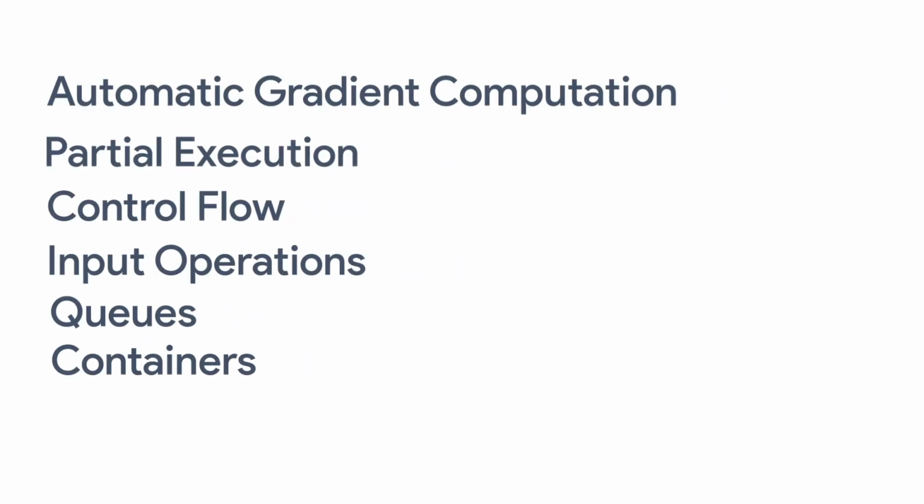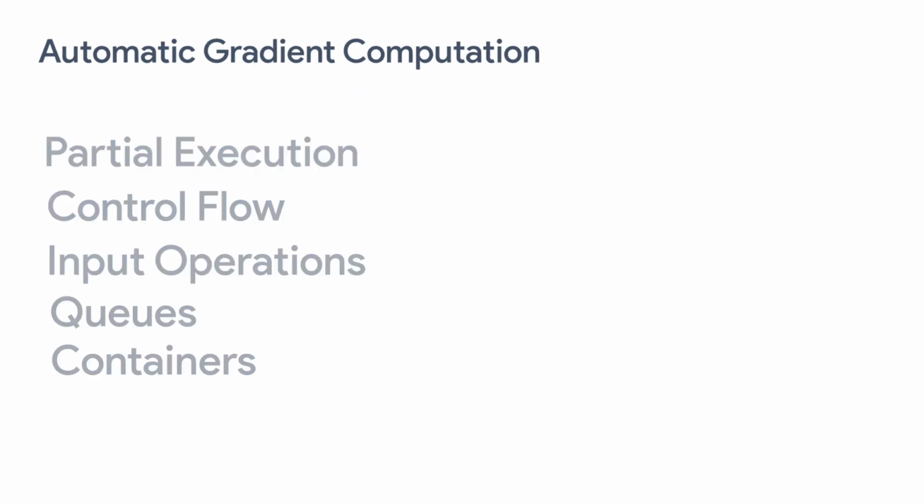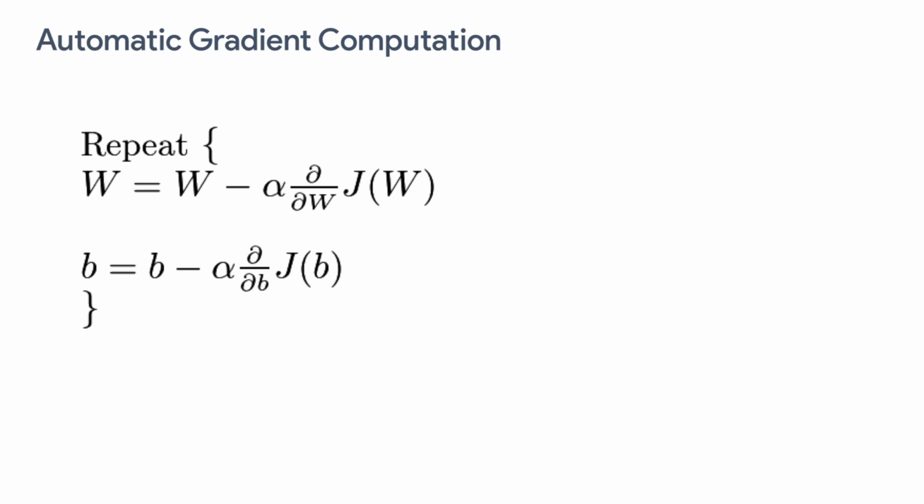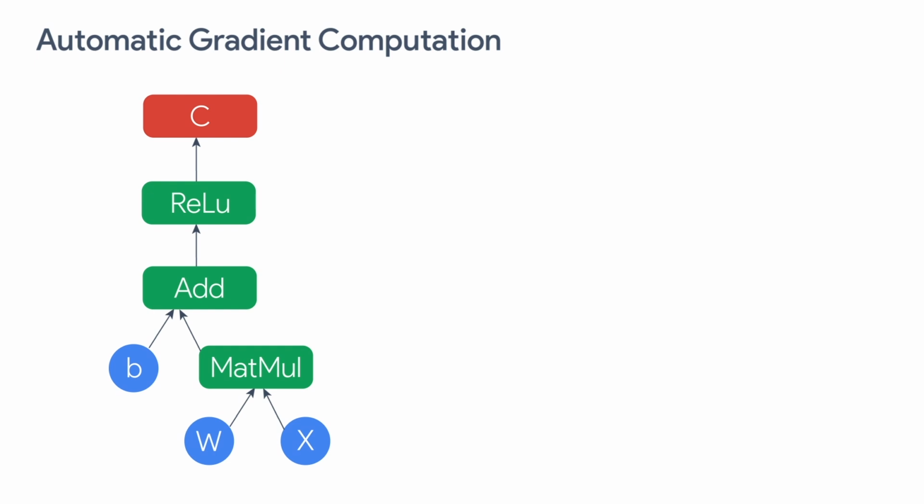Let us now understand the components of TensorFlow which make it flexible to run very smoothly. Almost all optimization algorithms in machine learning compute the gradient of a cost function with respect to a set of inputs. Because of its common need, TensorFlow has built-in support for computing gradients automatically. Let us understand how TensorFlow does it using an example. For this graph, the cost function is c and inputs are w, x and b.